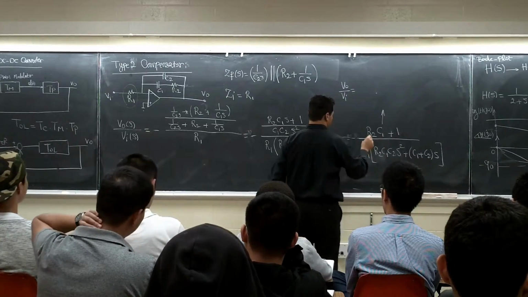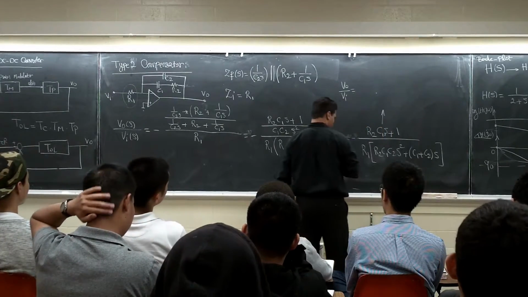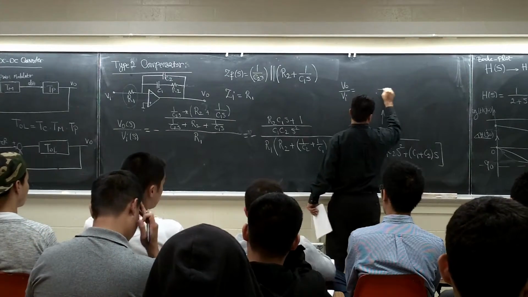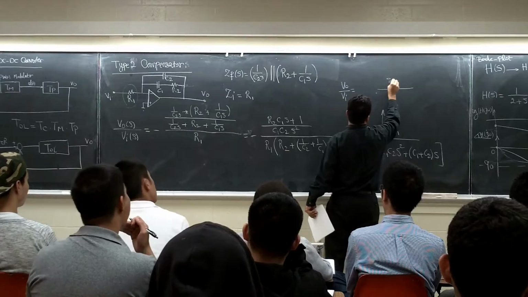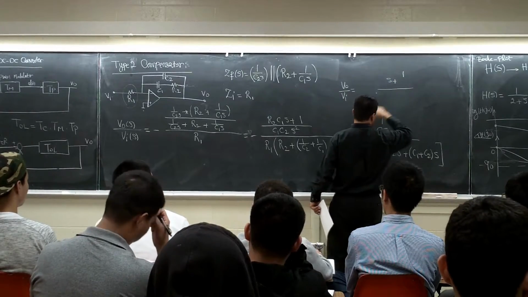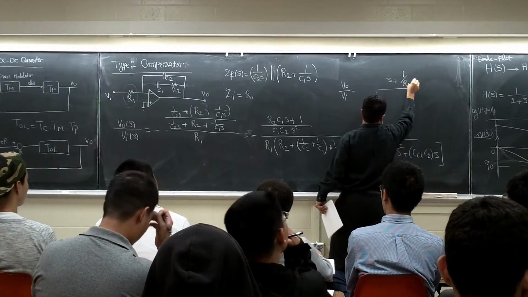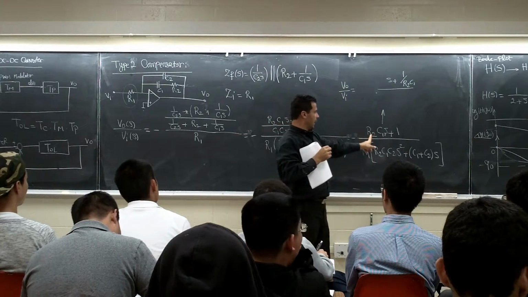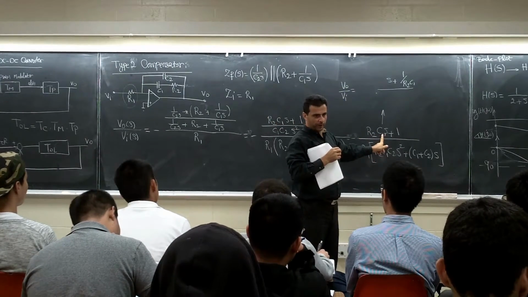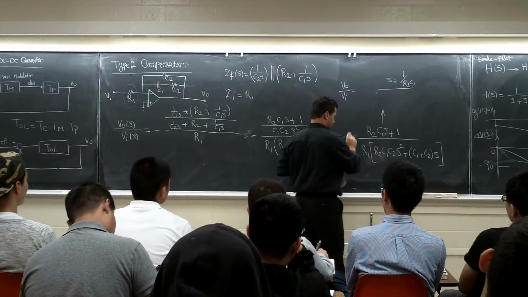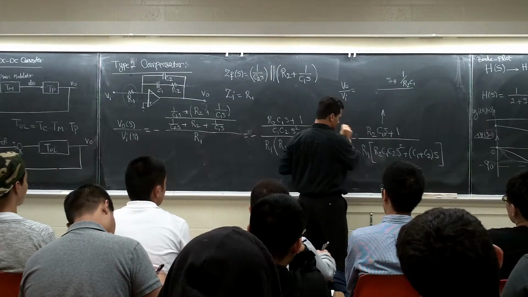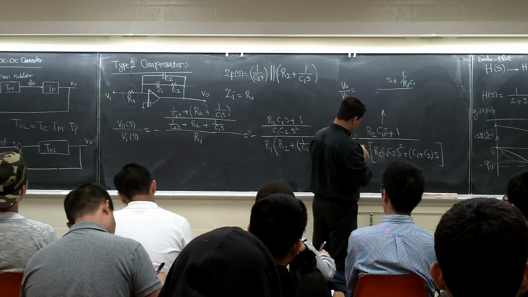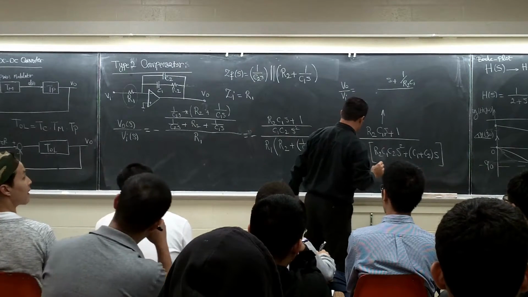I'm missing one S here. Right. I want to write it this way: S plus 1 over R2 C1, right? I want to write it in this form. I'm factoring R2 C1 here, right? So there is an R2 C1 here. So let's divide the denominator also by the same thing.